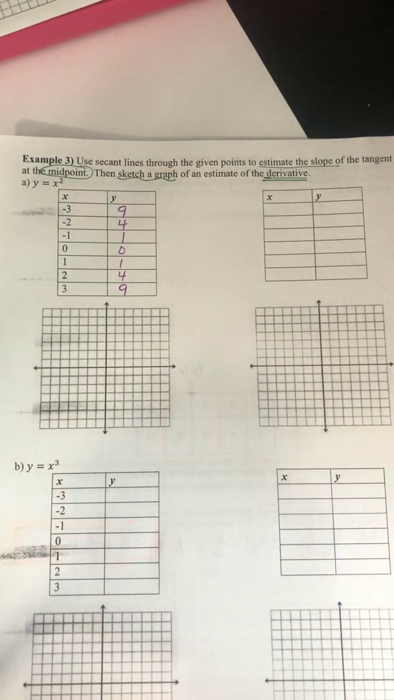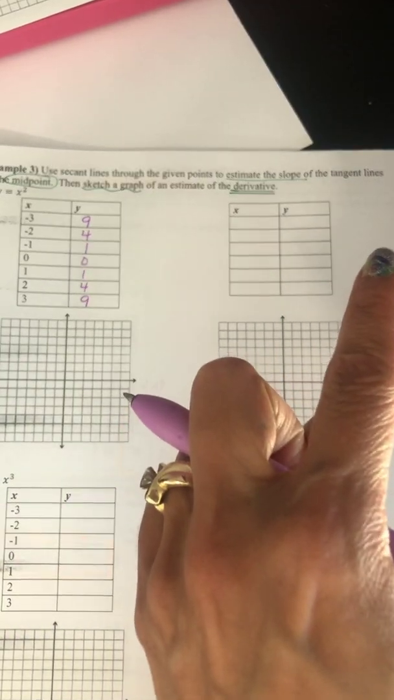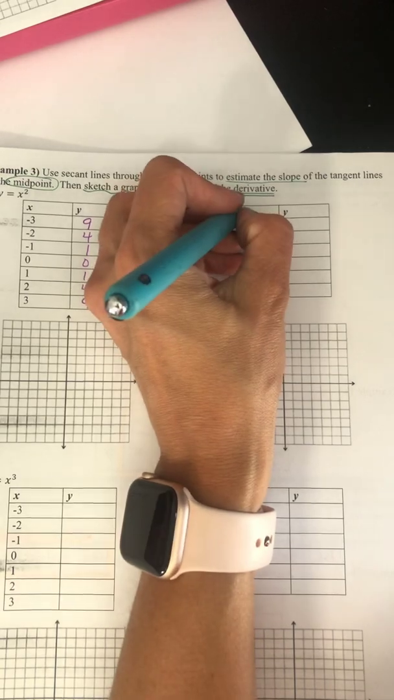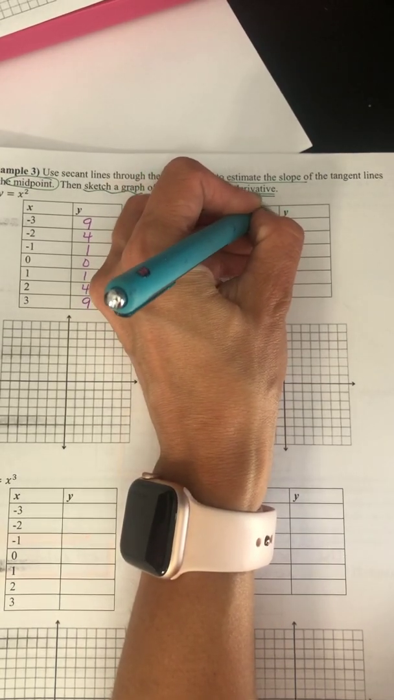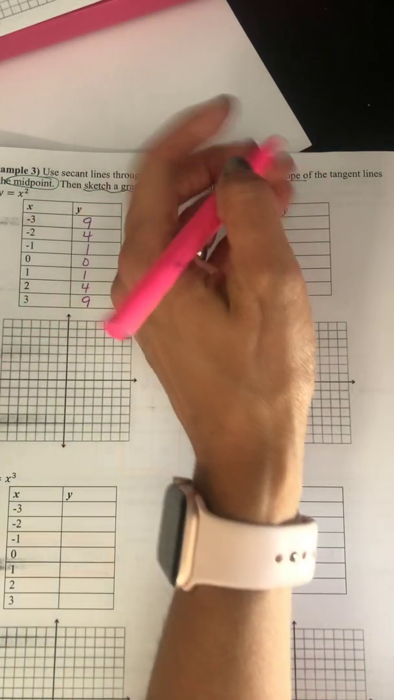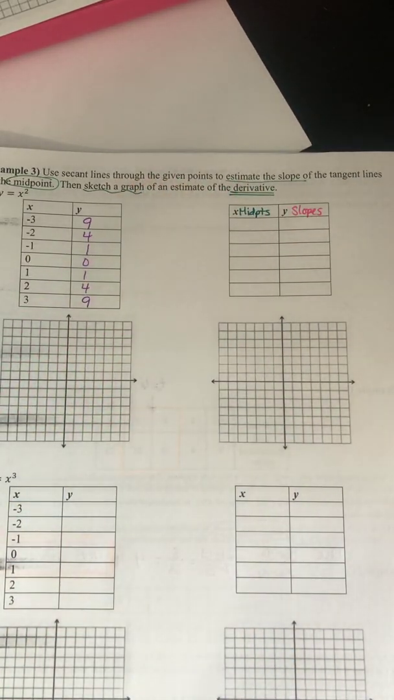Okay. And what we need to do is we need to find the midpoints and the slopes to estimate the derivative's graph. So we're going to need the midpoints between our points, and we're going to need the slopes. Because remember, when we take a derivative at a specific point, that derivative ends up being our y value, because it's the slope of the tangent line at that particular point.